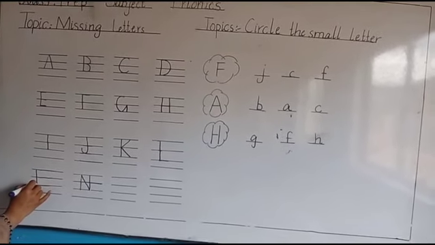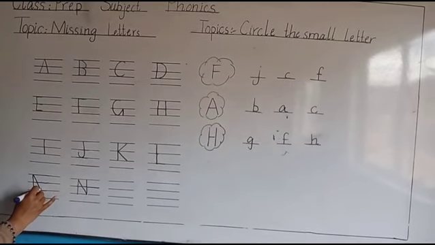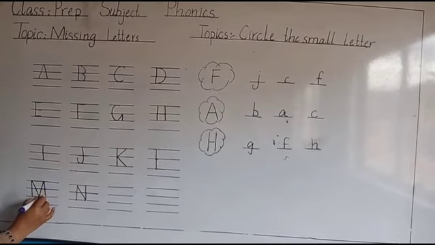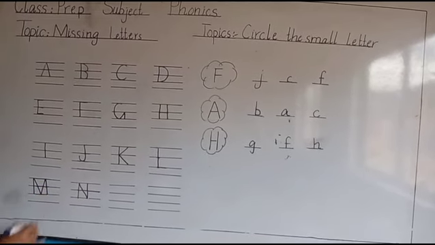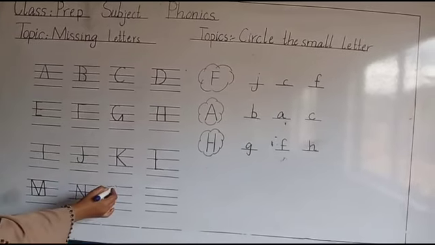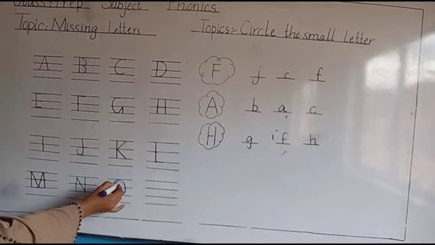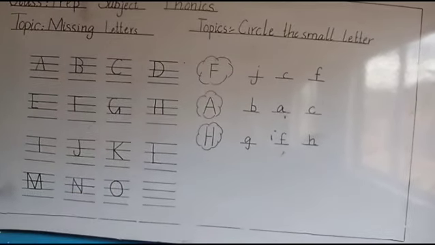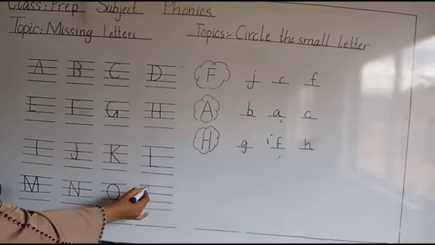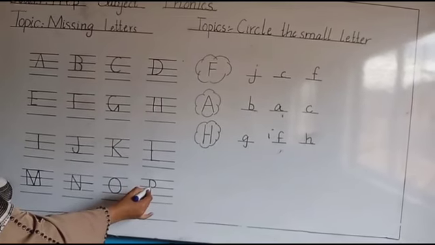Standing line, down slanting line, up slanting line and come down standing line make M. After M is N. After N is O. Make a circle, O. Next letter is P. Standing line and right curve, P.